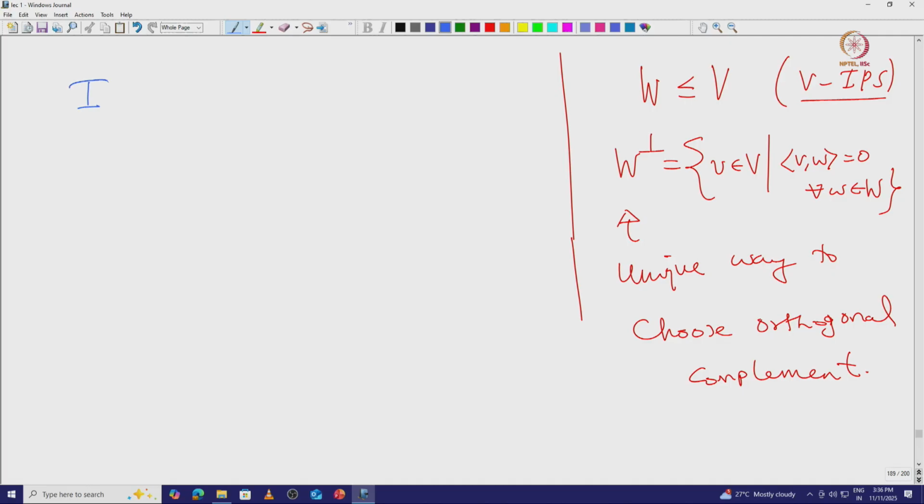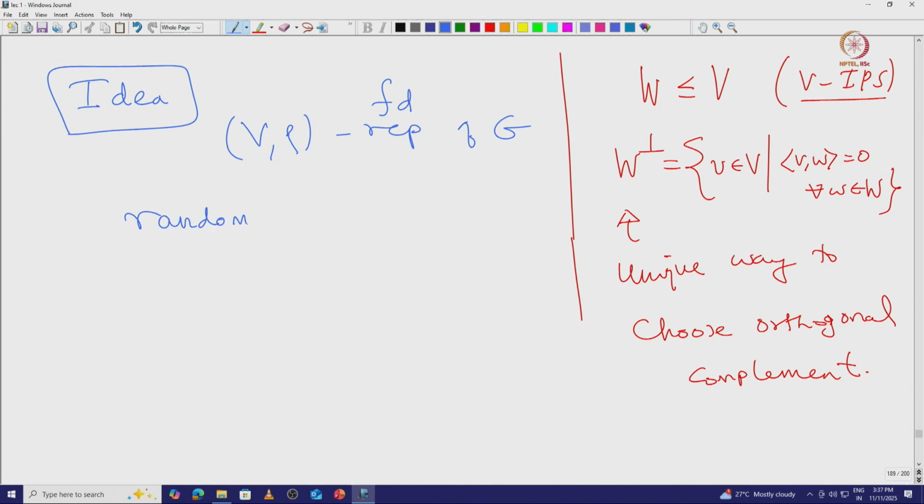So, here is the idea. Maybe let me simply write it down. Let us say V, rho is a given representation of G. This is again a finite dimensional representation. Now what we do is randomly pick some inner product on V.